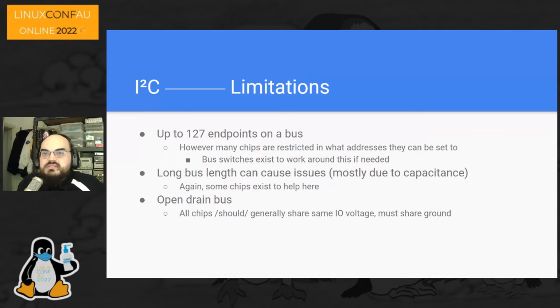There are some limitations, though. You get up to 127 endpoints on a bus, but in practice, most chips can only be selected to a few addresses, so you very quickly run out of address space that you can actually use. There are bus switches to work around this.